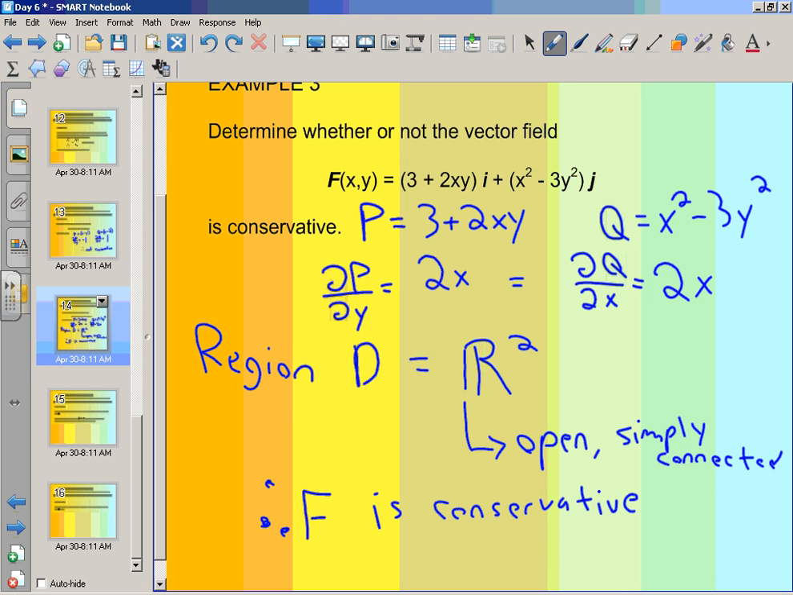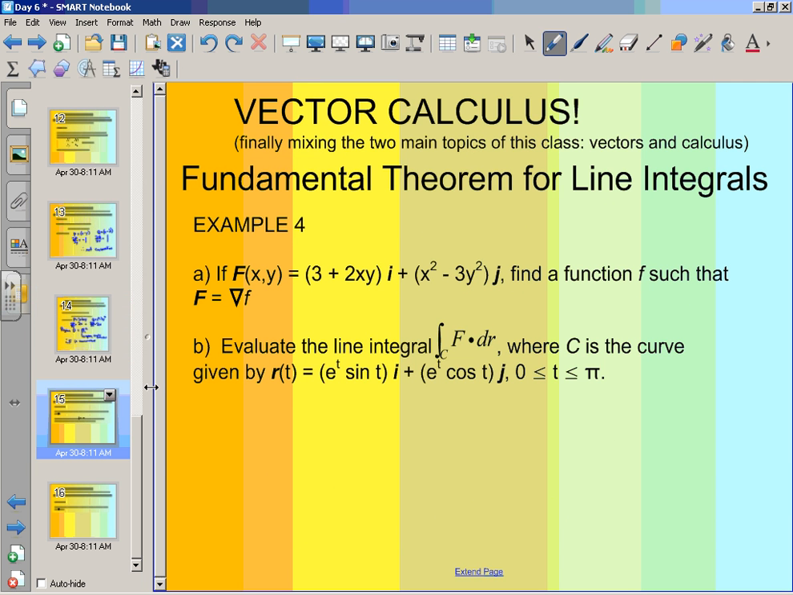So that's really the whole test, just checking the partial derivatives. But now the question becomes, what can we do with that? If we can show that it's conservative, can we come up with the function whose gradient is this vector field? Because we know that this vector field is conservative, which means that it's the gradient of some function. And so we just want to know, can we cook up that function? Let's take a look at an example of how to do that.